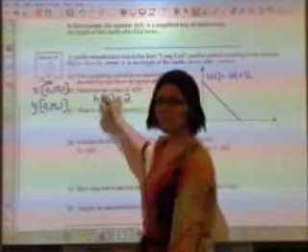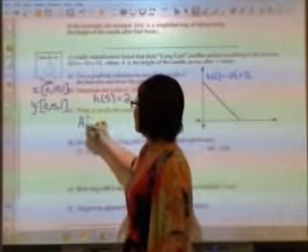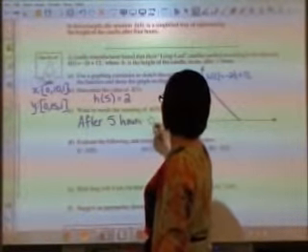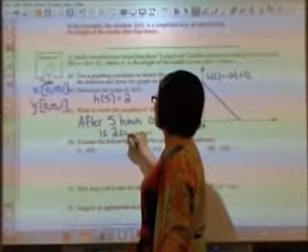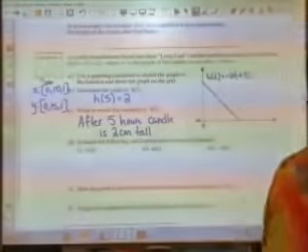Then the question says, write in words the meaning of this. After 5 hours, the candle will be 2 centimeters. So after 5 hours, the candle is 2 centimeters tall, or in height, or long.